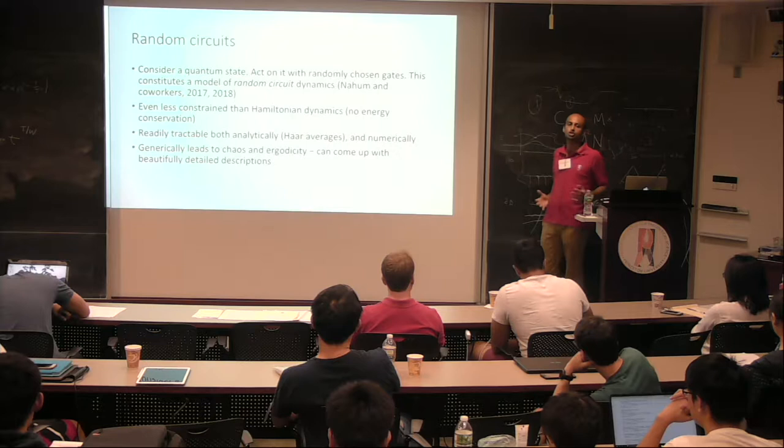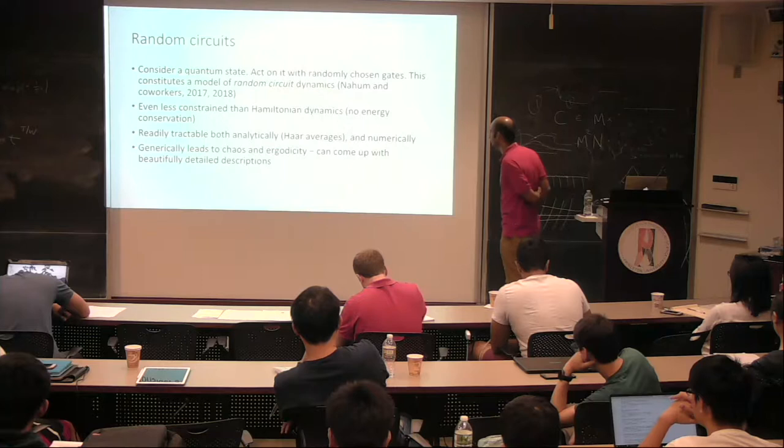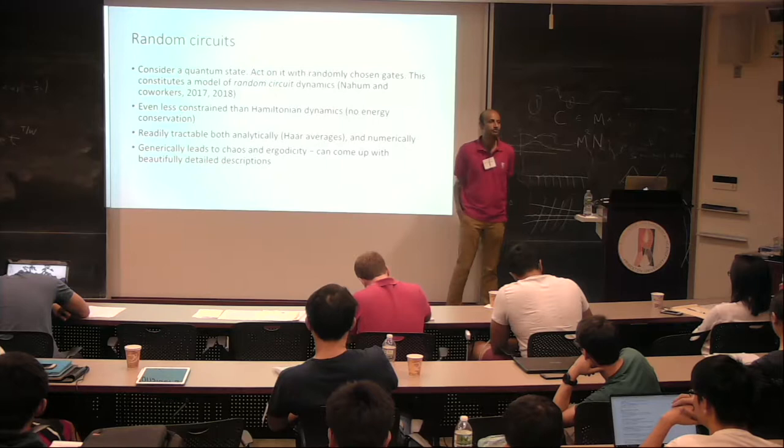And it's a minimally structured model which is readily tractable both analytically by the method of Haar averages and numerically. And generically, it leads to chaos and ergodicity. And you can come up with beautifully detailed descriptions of chaos and ergodicity.